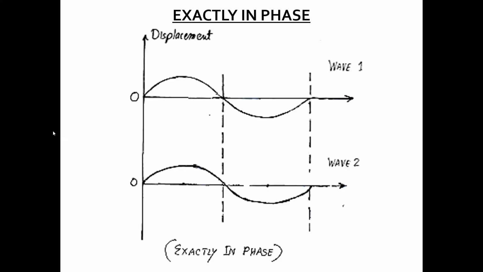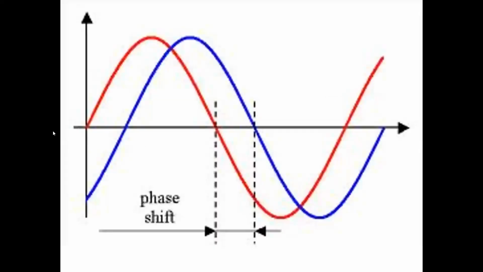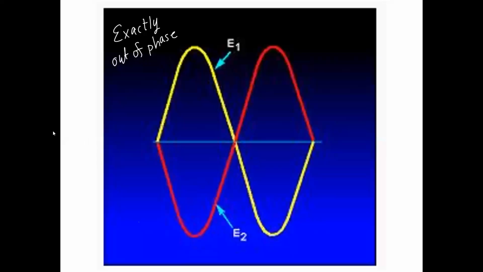Look, these are two signals which are considered to be exactly in phase. They have a constant phase difference. And what is this? They are exactly out of phase. What is the meaning of out of phase? Out of phase means that one signal has the crest and the other signal has the trough. It is called exactly out of phase.